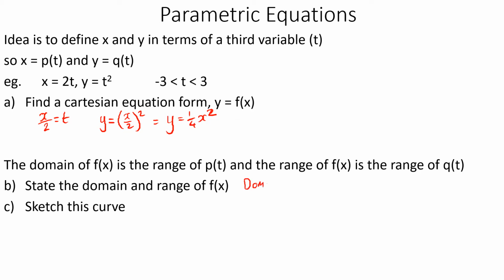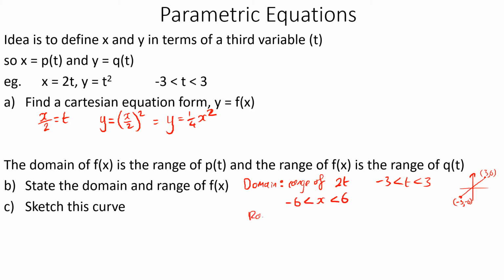So the domain would be the range of what we're defining x as, 2t, for t being between 3 and minus 3. Now if you think about 2t, that's just a straight line graph. So between minus 3 and 3, it's just going to go from minus 3, minus 6, up to 3, 6. So our domain is therefore going to be that x can be anywhere between minus 6 and 6.